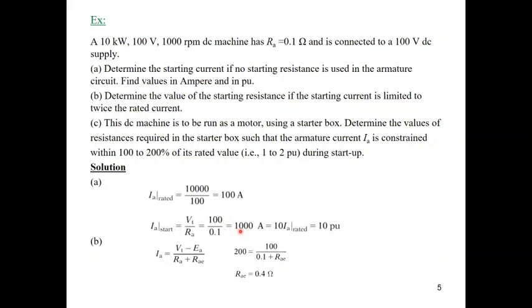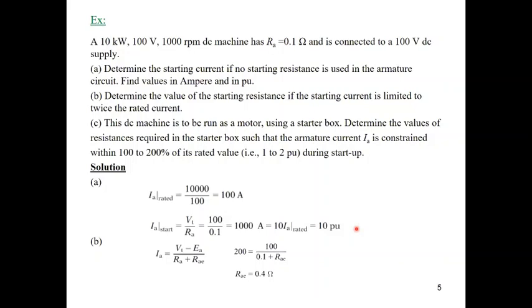Right. What is the value of the rated current of the machine? Simply, we can calculate this value from the rated data. We know from the nameplate data here that the power is 10 kilowatts and the voltage is 100. So by dividing power by the armature voltage, we can calculate the rated current. So the rated current is 100 amps. So based on the value of the starting current, we now have a current of 10 per unit, which means the current at starting is 10 times the armature rated current or full load current.